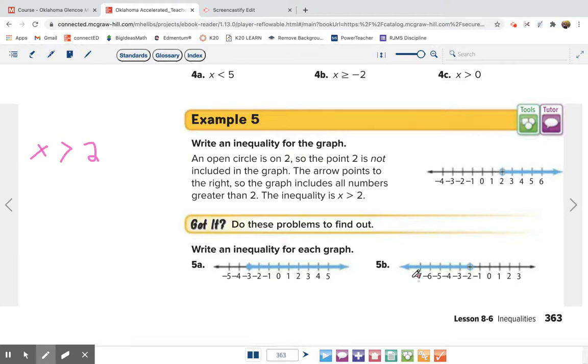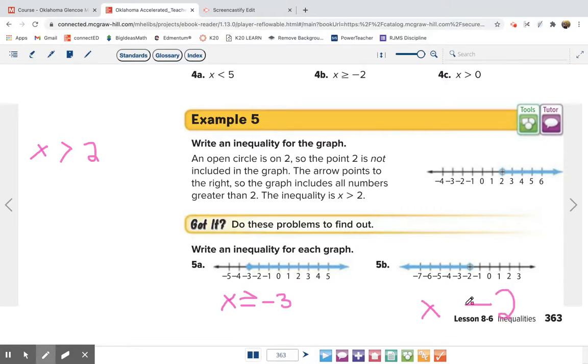So I'm not going to make you try any of these. We're just going to look at it. So on 5A, I'm going to go ahead and say x. My circle is at -3. It is filled in, so it's either going to be greater than or equal to or less than or equal to. And if we look at the shaded part, it's getting bigger than -3, so x is greater than or equal to -3.